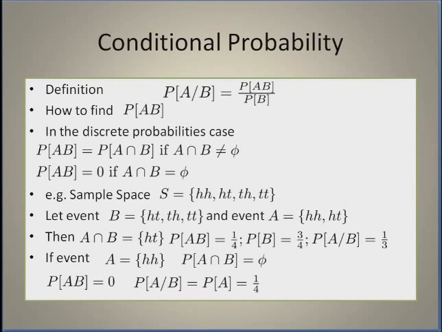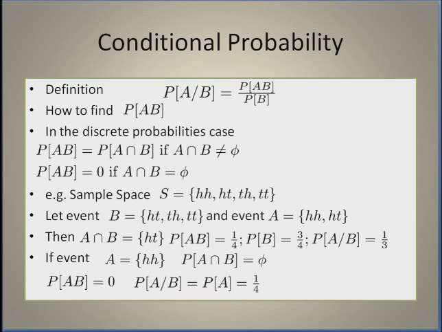Now let us look at the definition of conditional probability. Conditional probability can be defined between 2 events A and B, where event A is usually a subset of B. The conditional probability is defined as the ratio of the joint probability to the probability of B, that is, the larger set B. The first step is to find the joint probability, that is, the probability of A, B. In the discrete probability case, the joint probability is equal to the probability of the intersection of the events A and B, and this is always going to be a positive value if A intersection B is not an empty set. But if A intersection B is an empty set, that is, A and B are disjoint, then the joint probability P of AB is equal to 0.